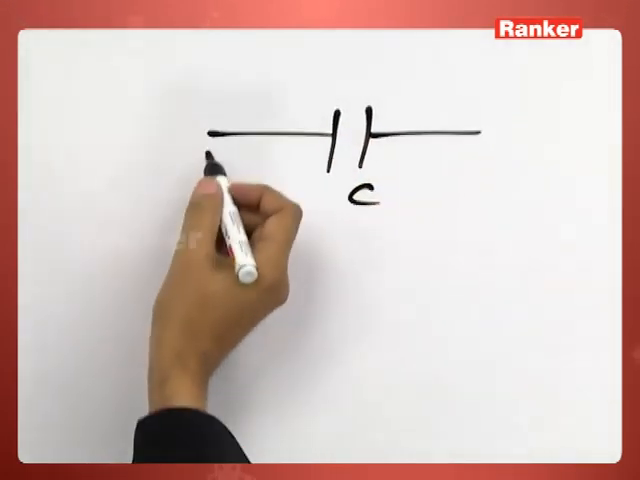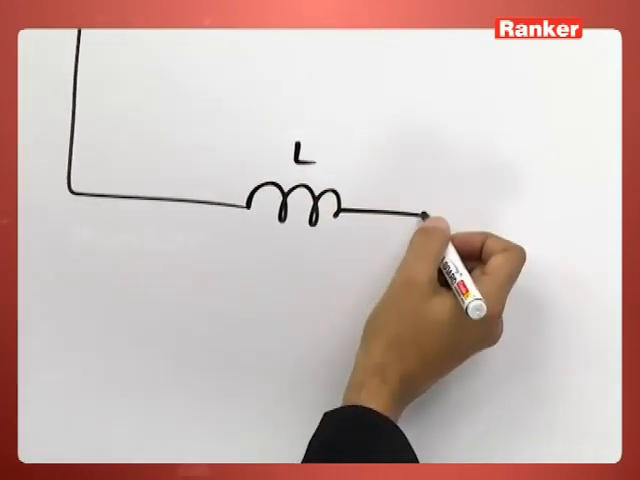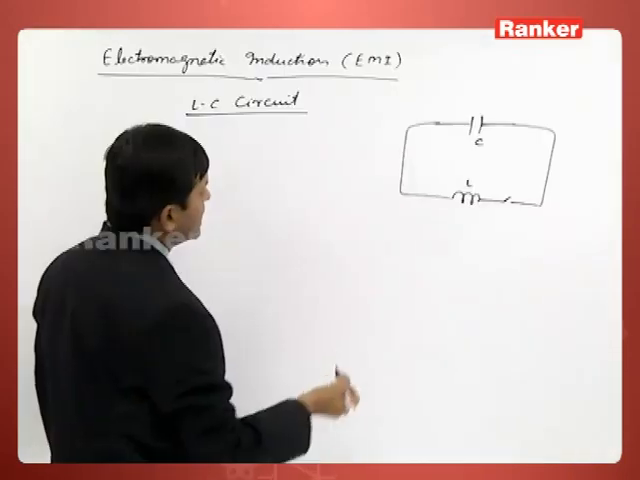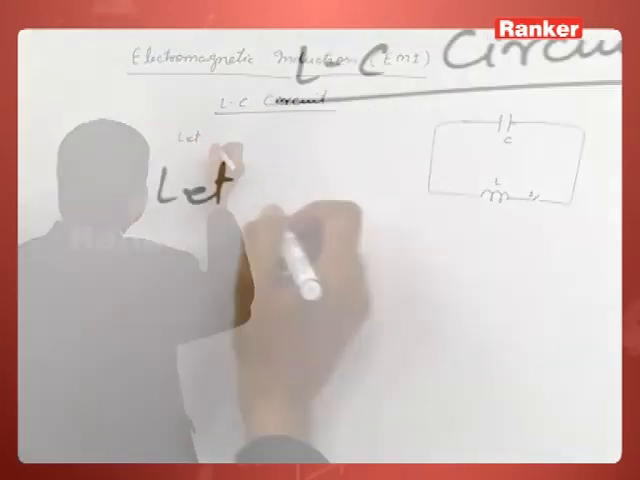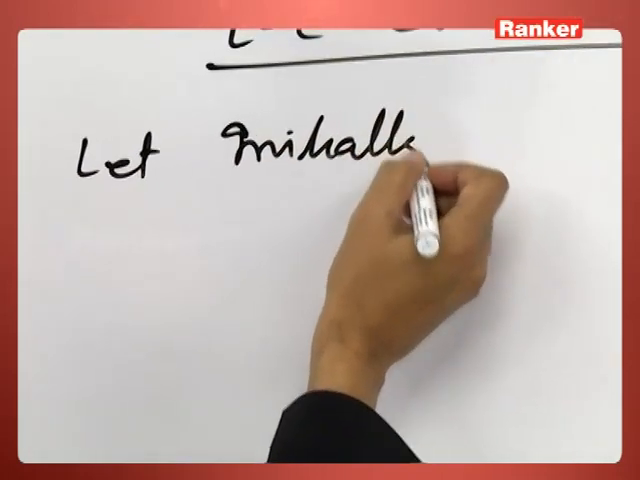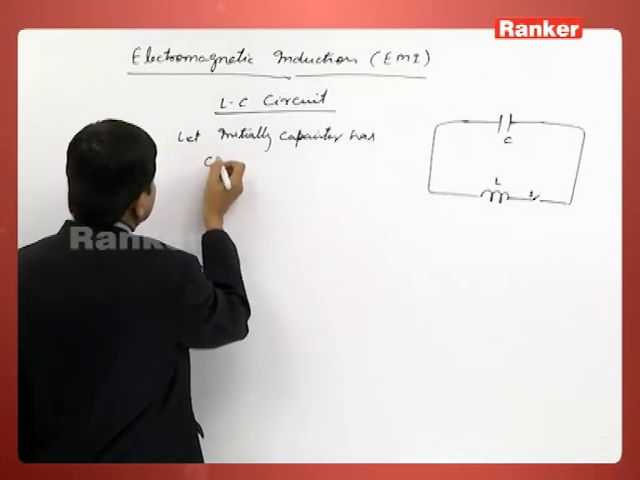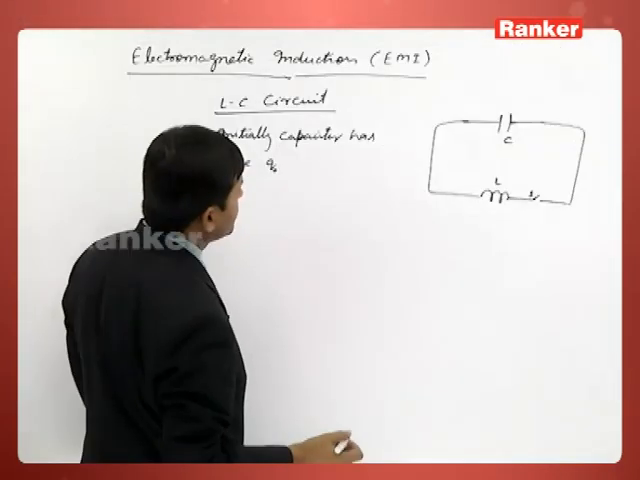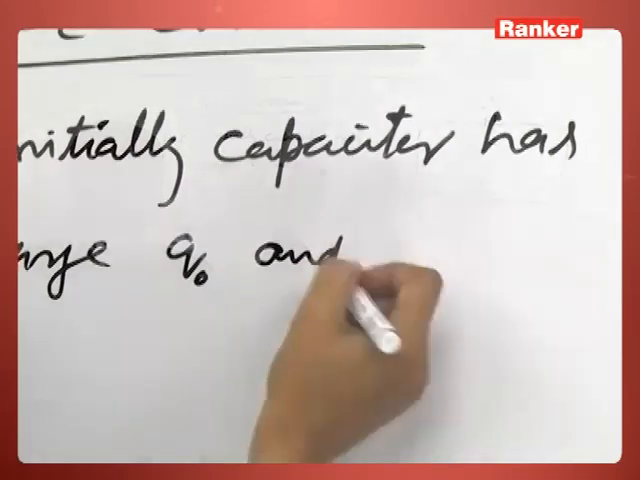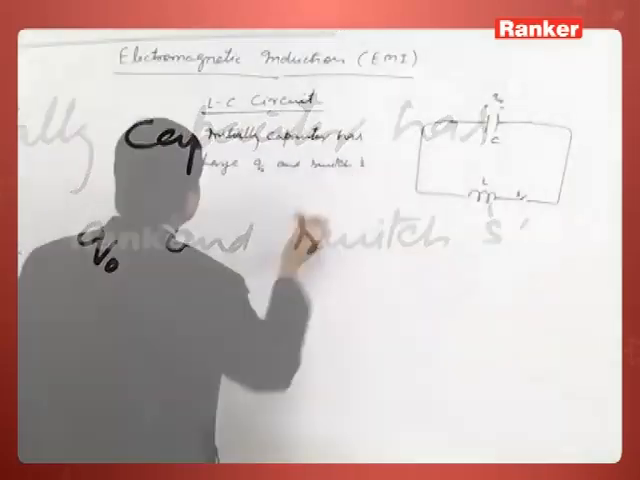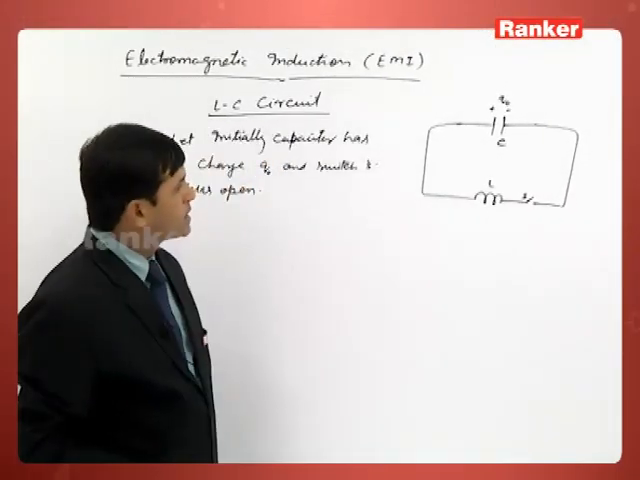Let this be your capacitor of capacitance C, and one inductor of self-inductance L has been given. And the switch was initially open. So let initially the capacitor have charge Q naught, and switch S was open. Initially the capacitor has charge Q naught and switch S was open.